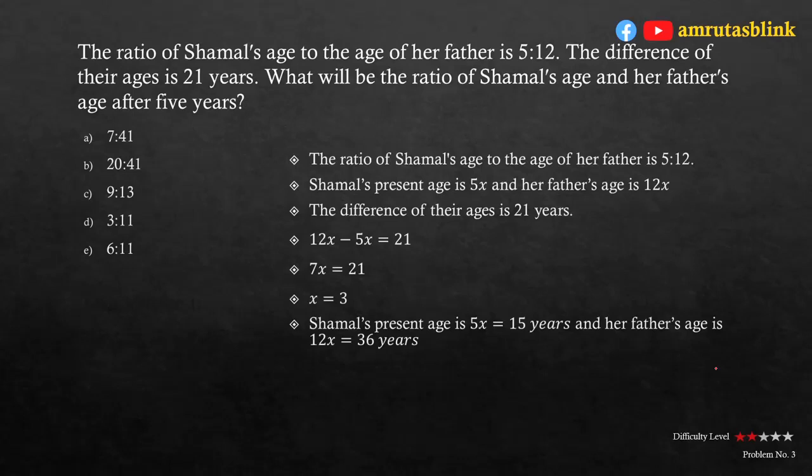Now, what is asked in the question is the ratio of Shamal's age and her father's age after 5 years. So, if the current age of Shamal is 15 years, then after 5 years her age will be 20. Similarly, the current age of Shamal's father is 36 years, so after 5 years his age will be 36 plus 5, that is 41 years. And hence the ratio of Shamal's age and her father's age after 5 years will be 20:41. So, the required answer is option B, that is 20:41.